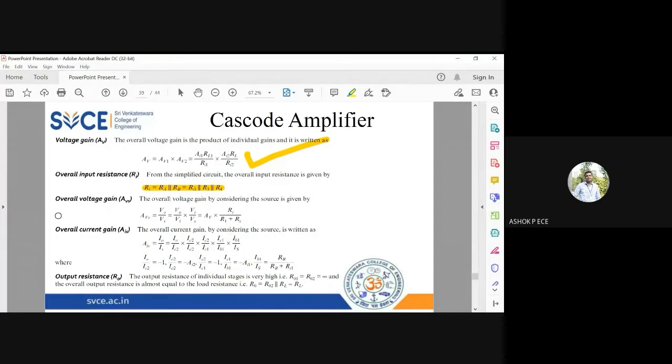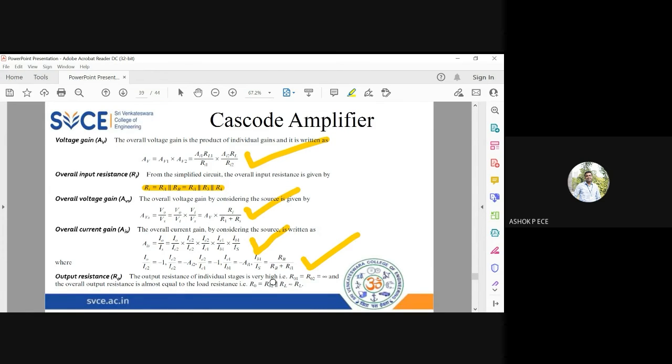Overall voltage gain including Vs, so AVs equal to V0 by Vs. So I'm multiplying V0 by Vi into Vi by Vs. So AV into the voltage division technique, Ri by Ri plus Rs. For current gain, multiply all the currents, and you will get an expression like this.